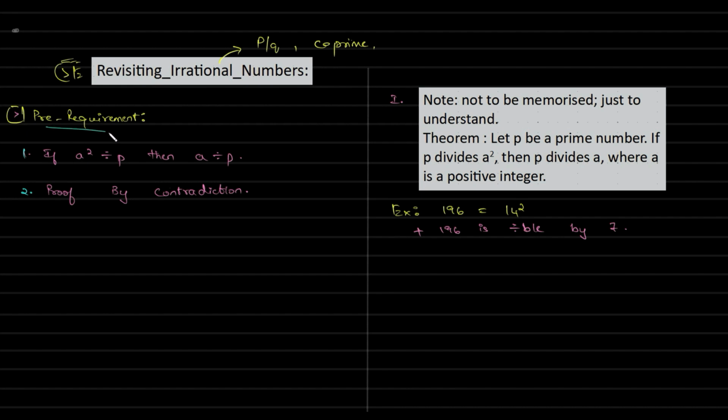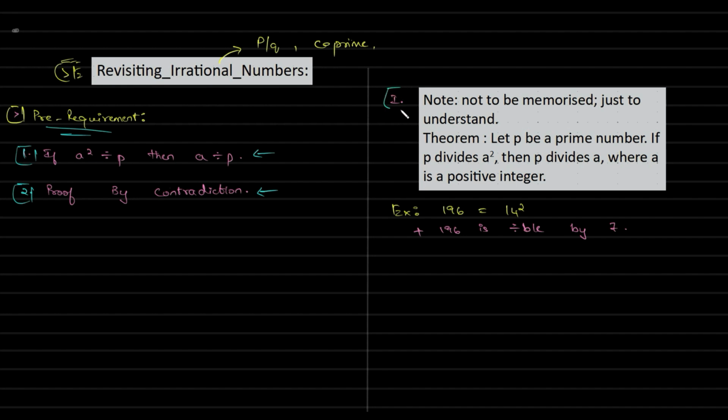So let's start off with the prerequisites. If a square is divisible by p, then a is also divisible by p. This is one thing we need to know before we start taking up irrational number questions. The second thing you need to know is proof by contradiction. Two things. The second one is weird and nice. The first one is a bit weird, but not too weird.